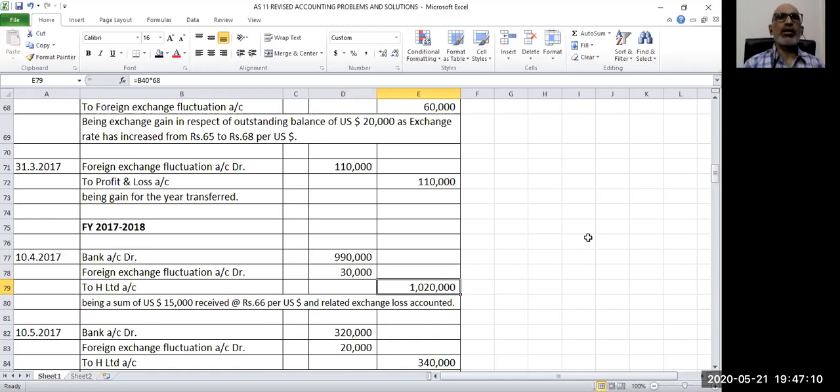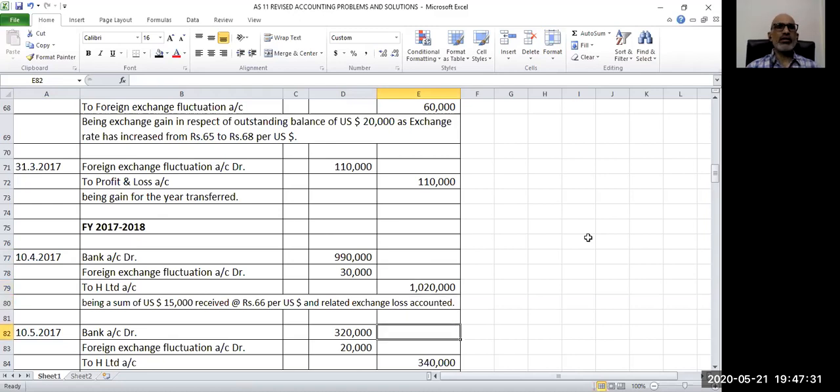The entry is bank account debit 9,90,000. Foreign exchange fluctuation account debit 30,000 towards the loss, and then to H Limited account 10,20,000, the aggregate amount at 68 rupees per dollar. So our remittance on 10th April is recorded.